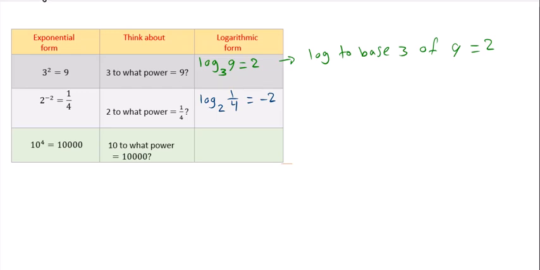Okay, let's go to the next one. We are given that 10 to power 4 equals 10,000. Okay, to convert this exponential form to logarithmic form, it will be log, and the base here will be 10, of 10,000, which is equal to 4.